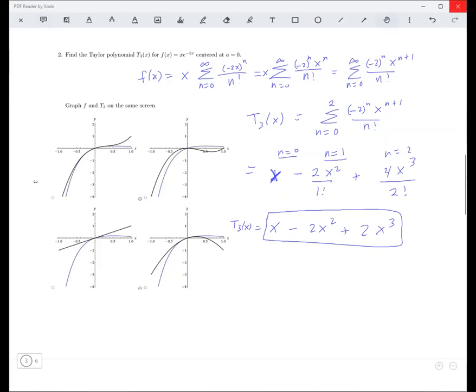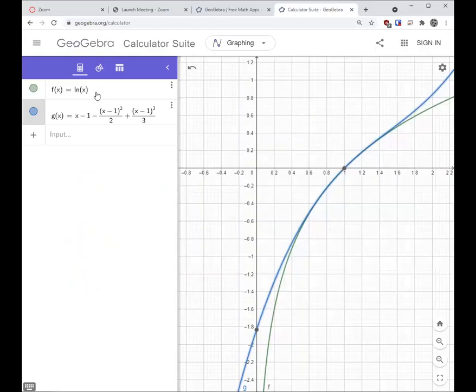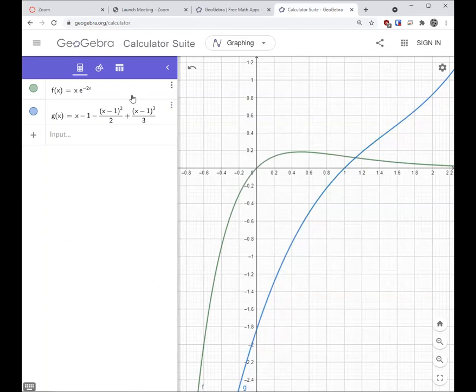So let's go ahead and graph those again using GeoGebra. Again, we're going to graph f(x) equals x e to the negative 2x, and also the polynomial that we just came up with. So I'm going to change that. So x e to the negative 2x, that's the first one. And then the second one, we just change this to whatever the T3 polynomial was.